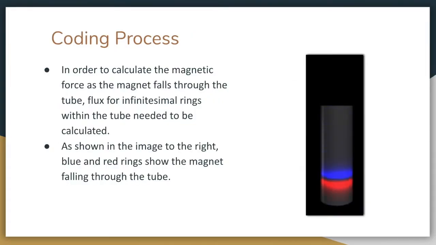When it comes to the process that we will use when coding the experimental version into the simulation, in order to calculate the magnetic force as the magnet falls through the tube, flux for infinitesimal rings within the tube needs to be calculated. As shown in the image to the right, which is the resulting image from the coding section, blue and red rings show the magnet falling through the tube.